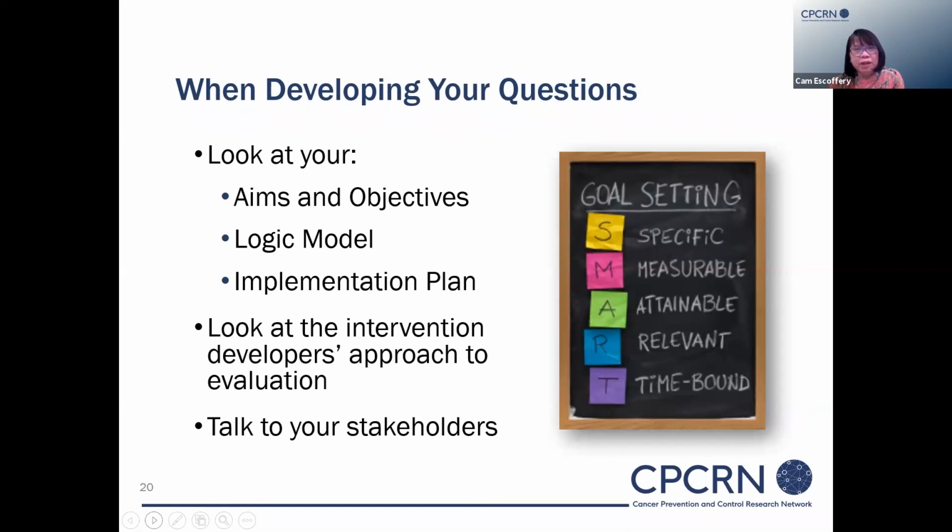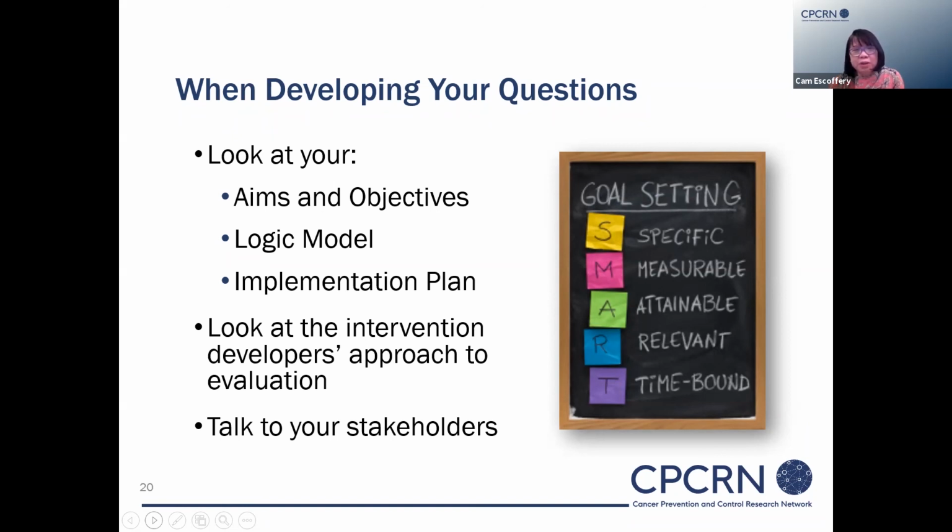You could also develop your questions based on the different components of your logic model. So your questions can be related to process and outcomes based on your inputs all the way to outcomes. You could also look at your implementation plan. Some of you might call it a work plan, and develop evaluation questions from those.